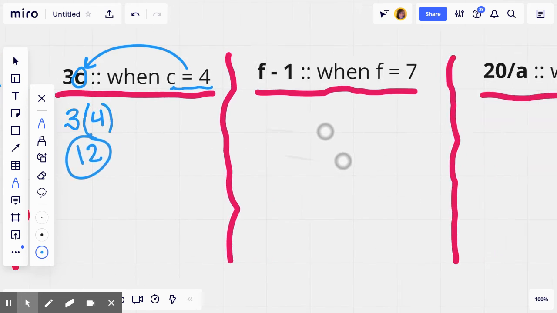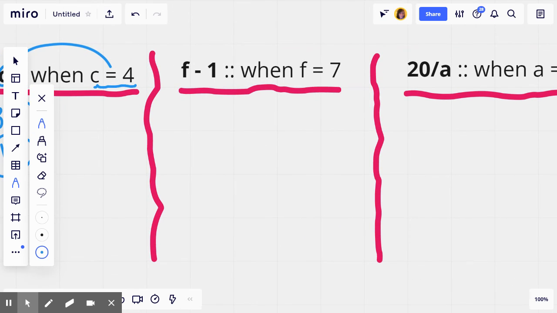All right, let's look at the next one. What do you think we're going to do with this f minus 1? Well, that's pretty simple because remember what I said. If you see a minus sign, you're going to be subtracting. Okay, so they're telling us that f is the same as 7. Well, there's my f, so I'm going to put a 7 there. 7 minus 1. 7 minus 1 is 6.